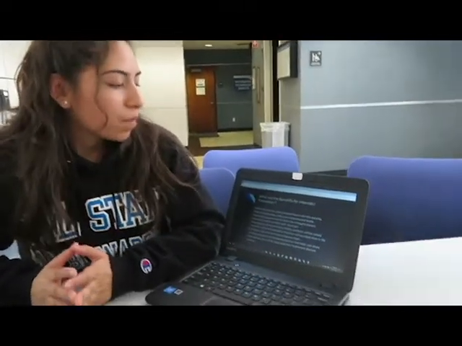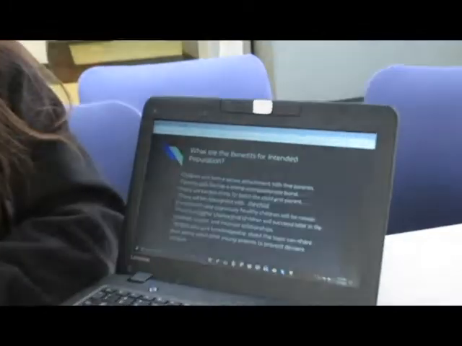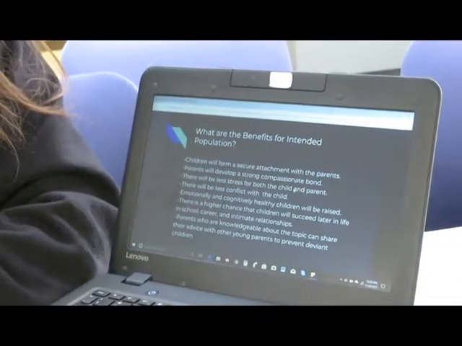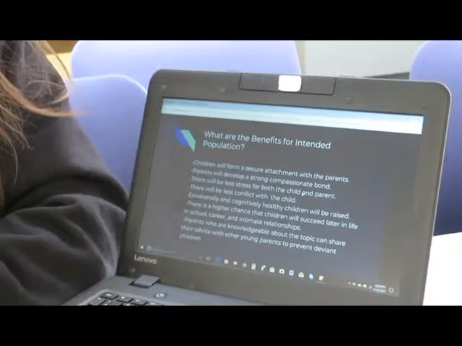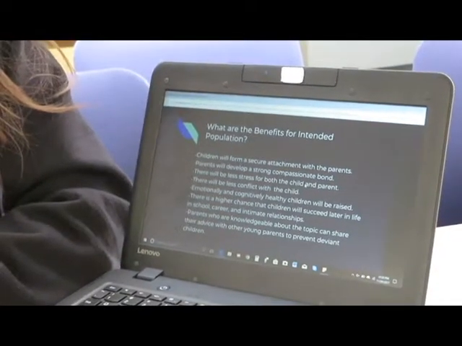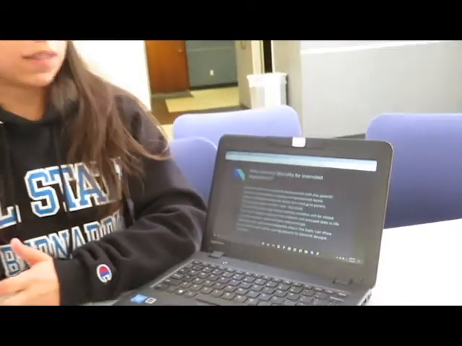So for our next slide, our next question is, what are the benefits for our intended population? The benefits are that children will form a secure attachment with their parents, meaning they will have a more positive bond, and they will be able to trust each other and speak more about issues in school or things like that.